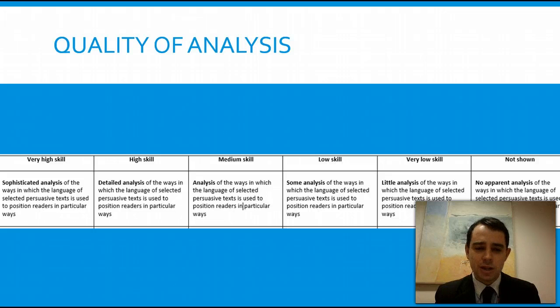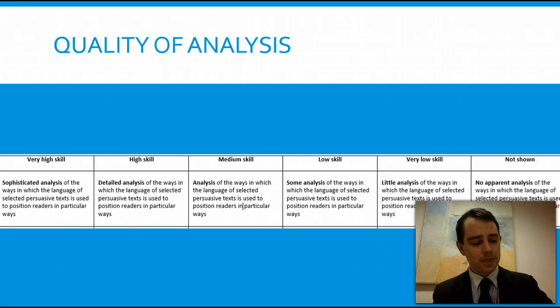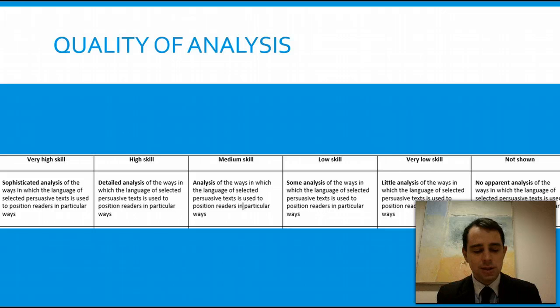Okay, so if we see the quality of analysis, the lowest end there, you'll see that for low there's some analysis, for very low there is little analysis, and for not shown, what I've got there is no apparent analysis. And as you go down further towards the low end, what you get there is a simple regurgitation of the content, or maybe even a paraphrase of the content of the pieces themselves.